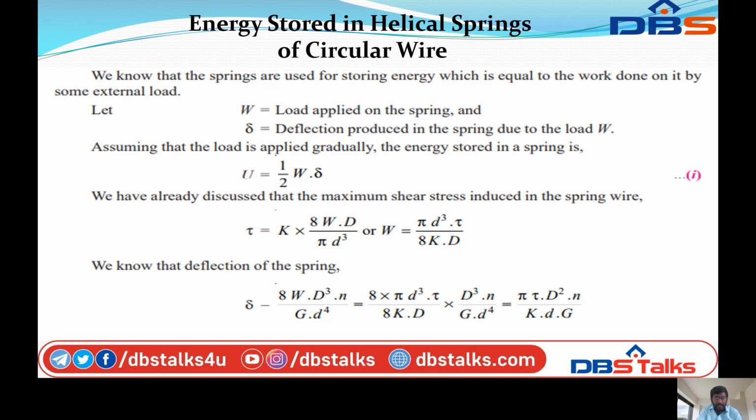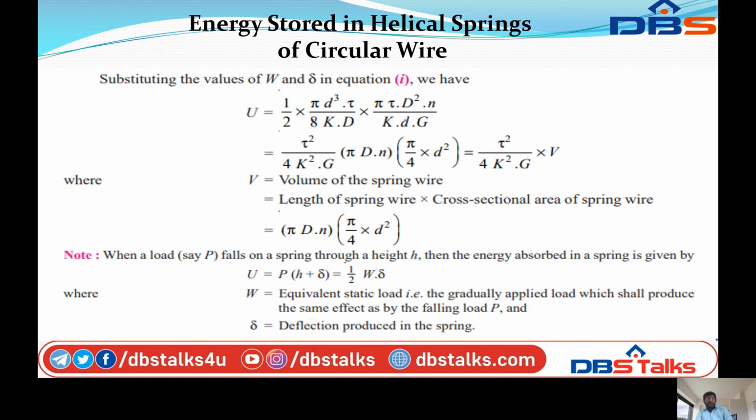Finally, delta = pi × tau × D square × N / (K × d × G). Cancelling the 8 in the top and bottom, D cube over D becomes D square, and d cube over d power 4 leaves one d. So delta = pi × tau × D square × N / (K × G × d). This is the deflection of the spring.